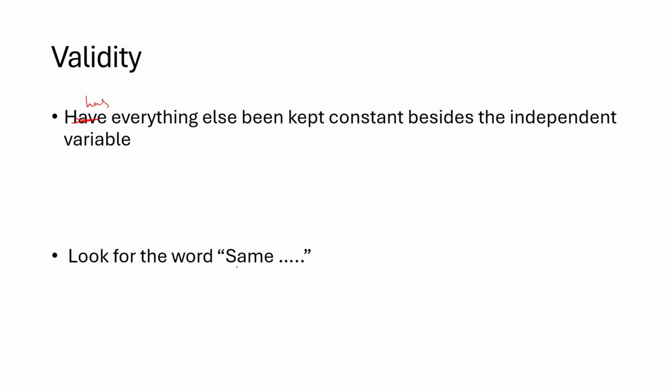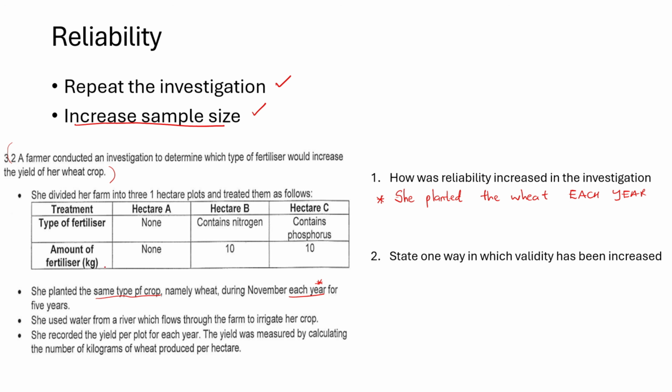So most of the times you see the word same, just know that that also ensures validity. Remember, we've used the word same to refer to the controlled variable. So actually, whenever you've got controlled variables, it means that your investigation is going to be valid. How? For example, here we can say she planted the same type of crop. So if the question says state the controlled variable, you're gonna say type of crop because it has been the same. It has not been changed.